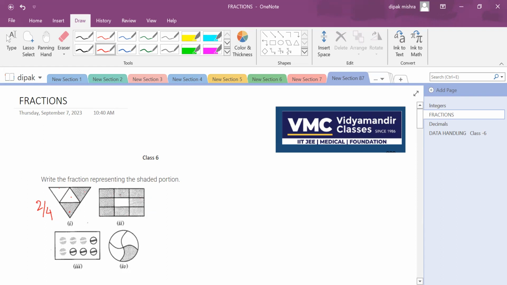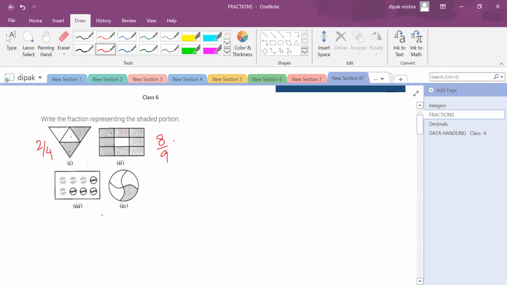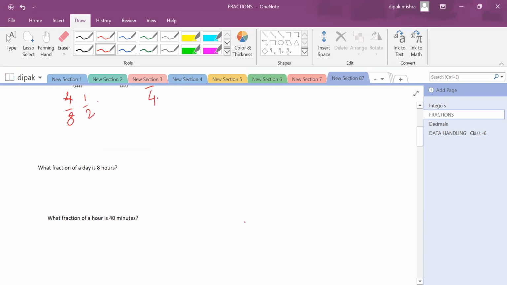And in the next question, 1, 2, 3, 4, 5, 6, 7, 8. So 8 out of 9 is shaded. Next question, it is saying 1, 2, 3, 4, 5, 6, 7, 8. So 4 out of 8 is shaded. That is also 1 out of 2. In the next question, 1 out of 4 is shaded, right? So this is how you do this question.